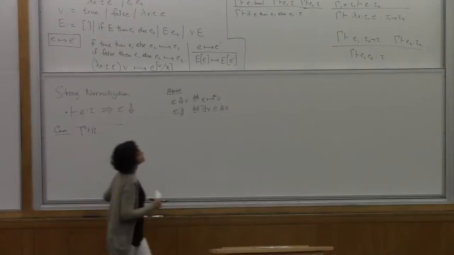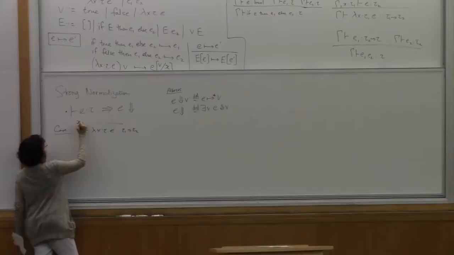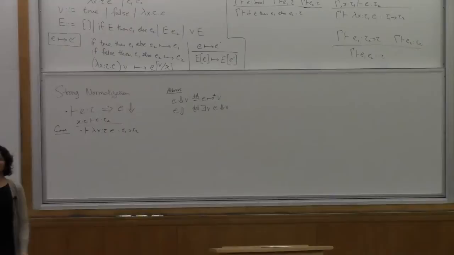All right, now let's talk about lambda. The lambda case, where we have, I shouldn't have put a gamma there, this should be empty, where we have lambda x colon tau dot e. How does that proceed? Good point. If you want, we can do it.